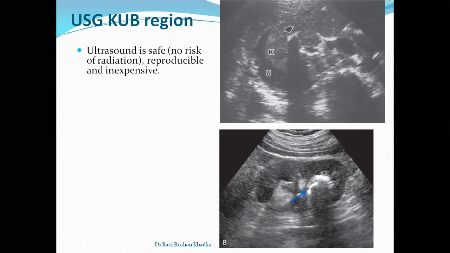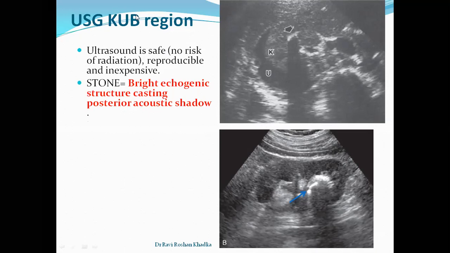So how can we describe the stone? The stone is seen as a bright echogenic structure producing a casting shadow. Let me show you one thing here. This is the bright structure producing the shadow. The outline of the kidney is not that well seen here, might be due to multiple stones or a branching stone. You can guess over here.